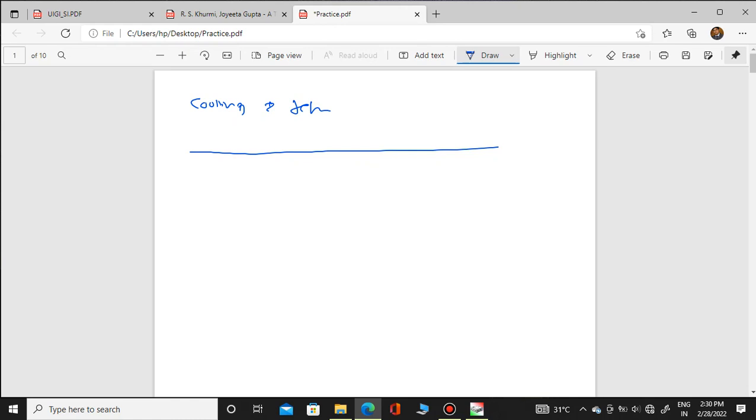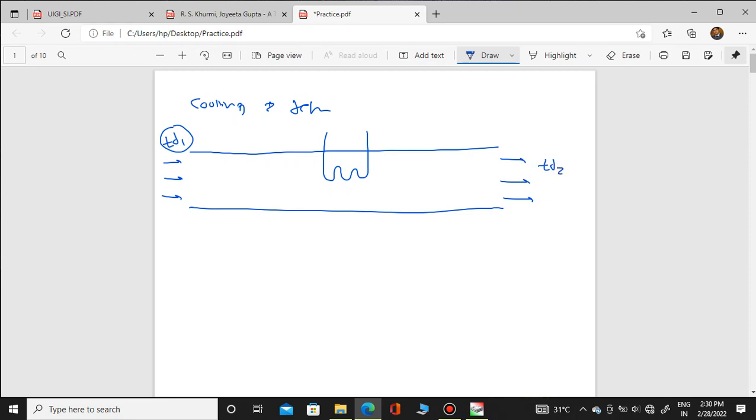which are the parameters we need to study. So here let us assume this is a duct, this is our inlet condition and this is our outlet, and here we have a coil. Let us assume this is TD1, our TD1 temperature, and this is our TD2. Clear? So now this is basically a cooling process, so obviously this coil should be at low temperature. The coil temperature, let us call it ADP.